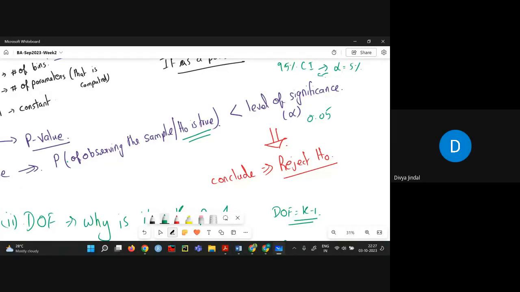So here, if P was 0.02, we would then reject the null hypothesis. The p-value is pure probability, right?